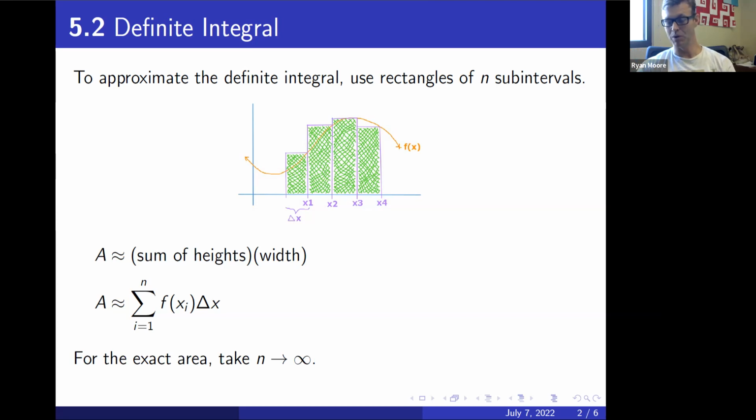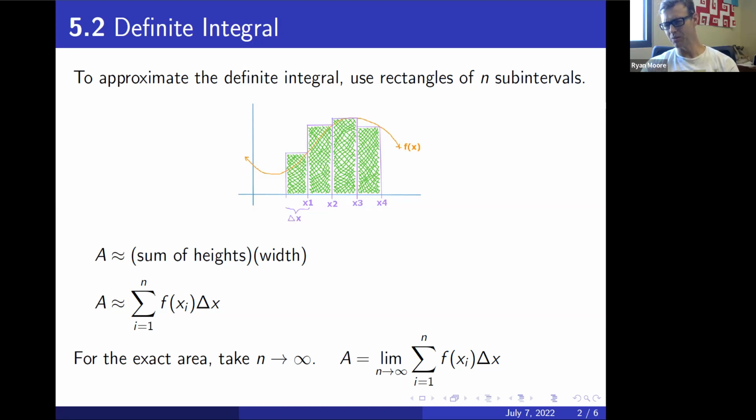So what does that mean? Well, we've got a limit. Now our area A is exactly equal to the same formula, but now take the limit as n approaches infinity. So the number of rectangles, the number of subintervals, becomes infinite, and we will have that definite integral exactly right. We're going to do exactly that in this section.